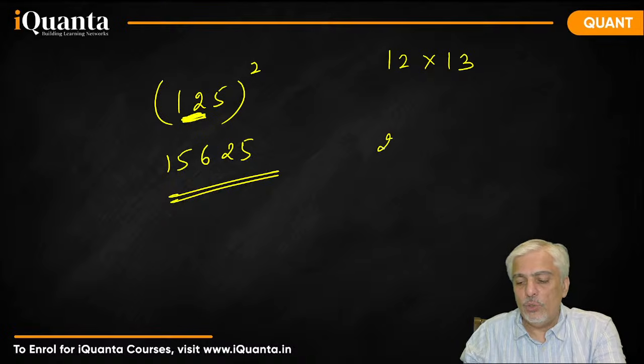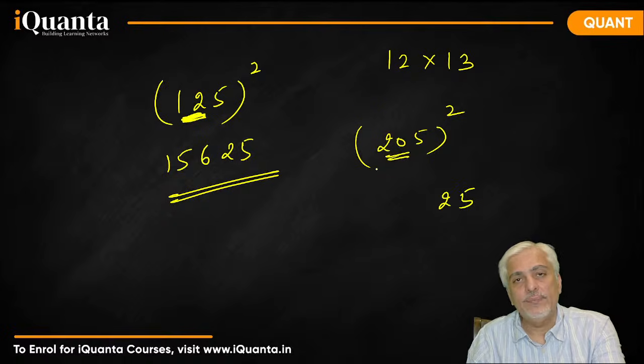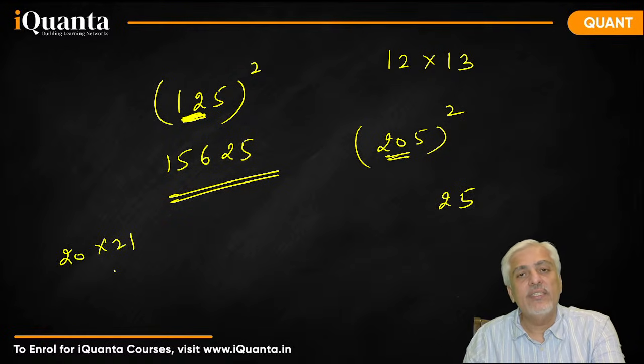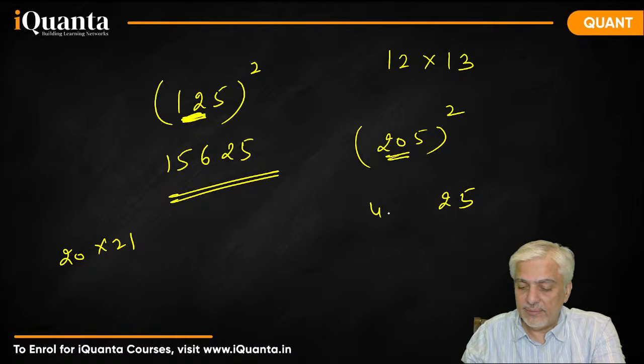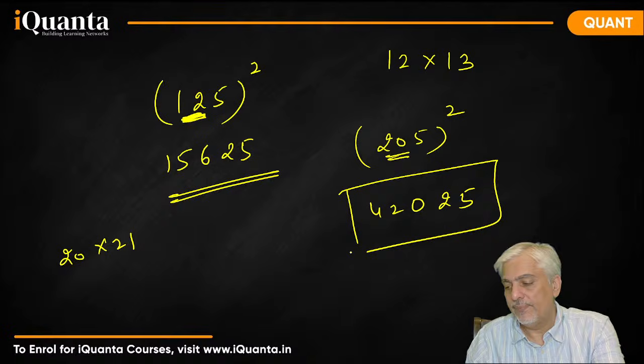So I can do 205 ka square also like this. How? 25 will come at the end. What comes after 20? 20 के बाद आता है 21. So 20 into 21 is 420. So 42025. Everybody clear?